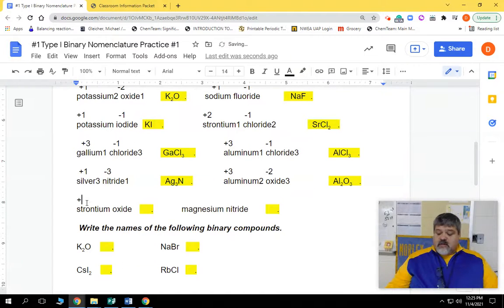Okay, let's go to strontium oxide. Strontium is a +2. Oxygen is a -2. So they cancel each other out, and I only need 1 of each one. So we're just going to put strontium, Sr, and then oxygen is capital O.